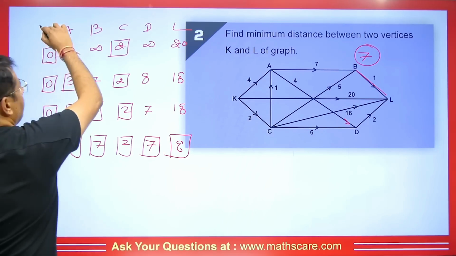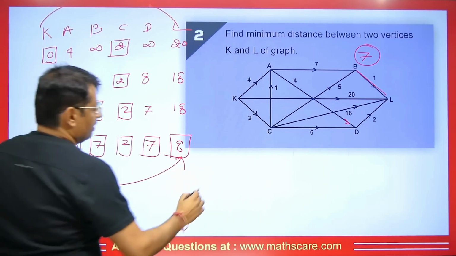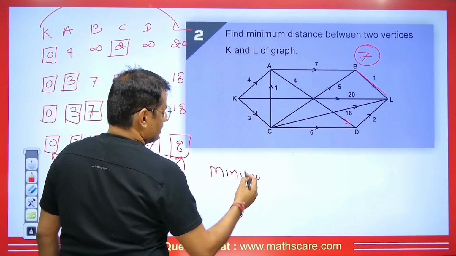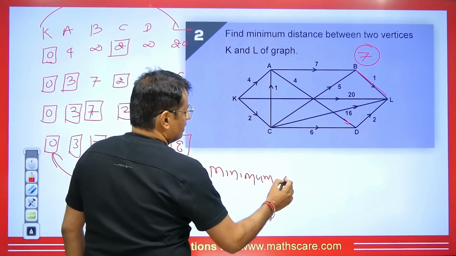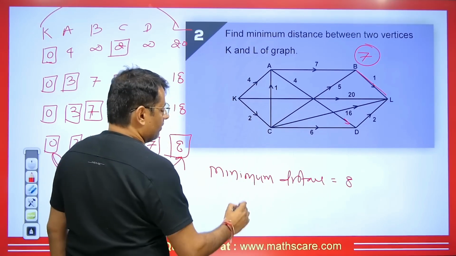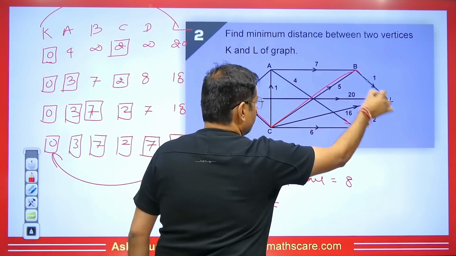Yes, tell me how much distance do we have to cover to reach from K to L? 8, right? So what will be the minimum distance? Yes, minimum distance. So students, distance, we will have 8. Let's talk about the path. What will be the path? 1 is this, then this, then this, then this. See, it should be 8.